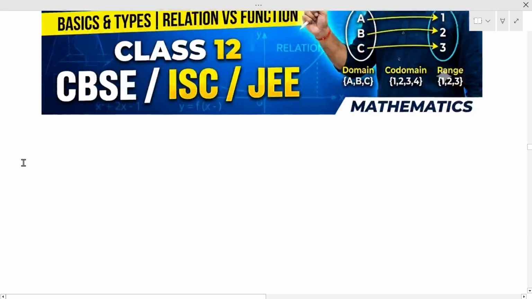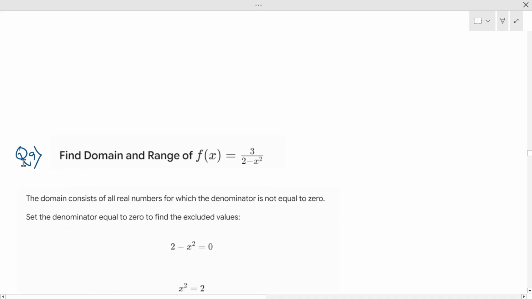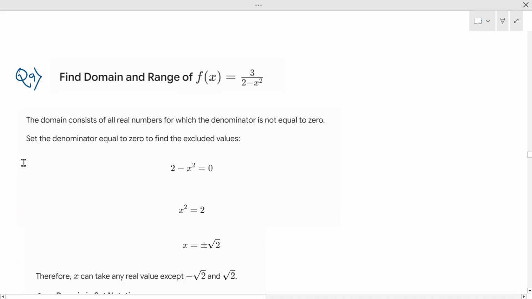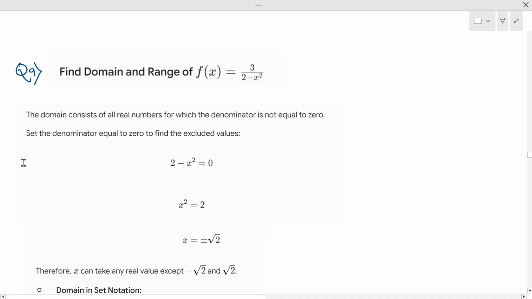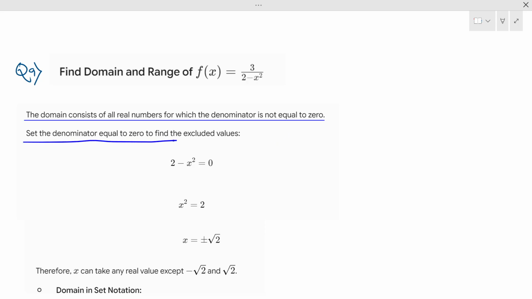Right? So let's begin. Now, there comes a question: find the domain and range of this function f(x) = 3/(2 - x²). Whenever we are dealing with the domain, it consists of all the real numbers for which the denominator is not equal to 0, right? So for that we set the denominator equal to 0 to find the excluded values.